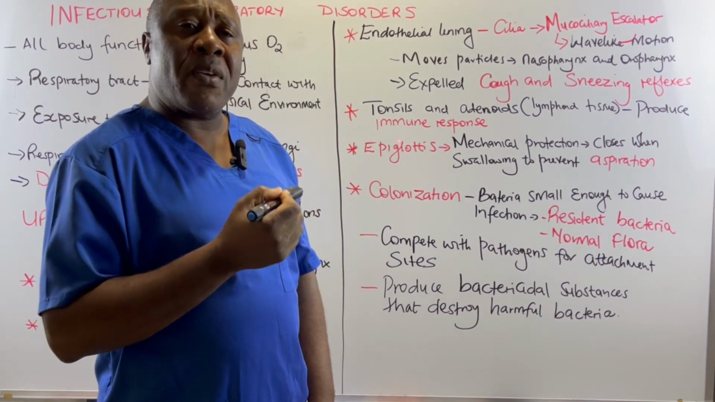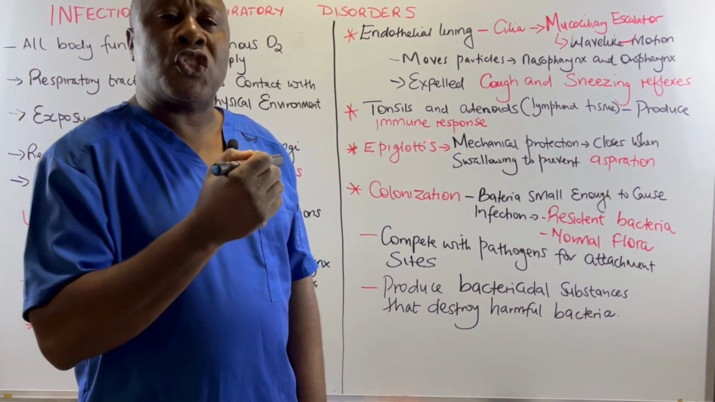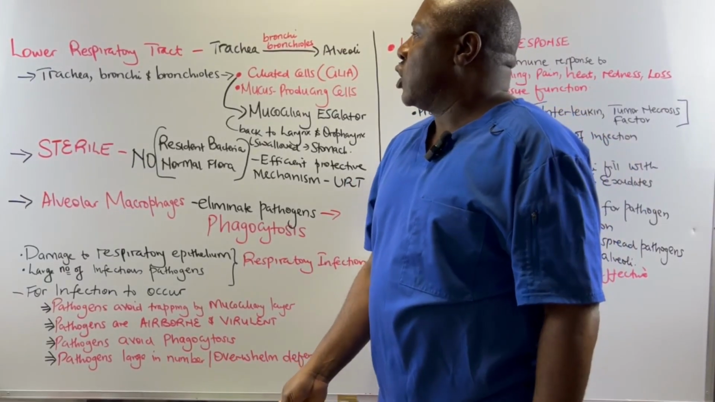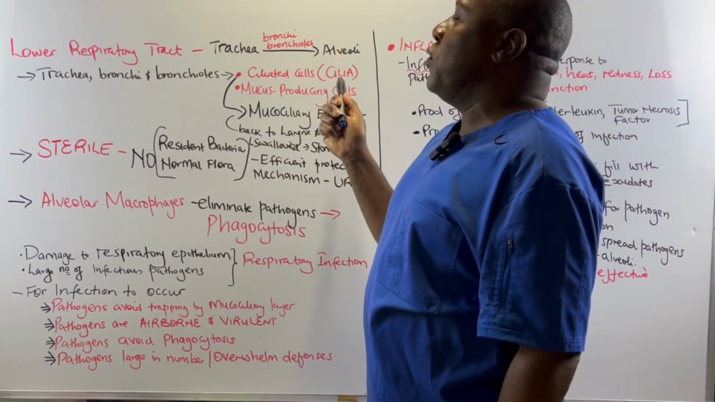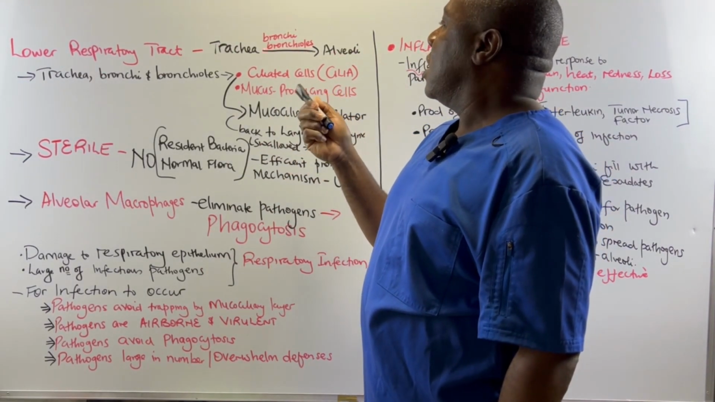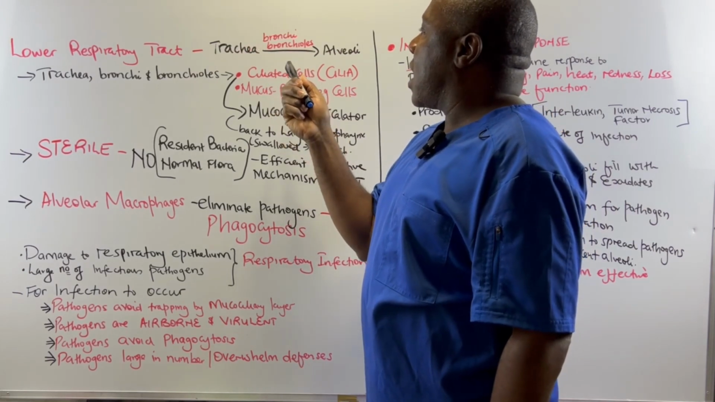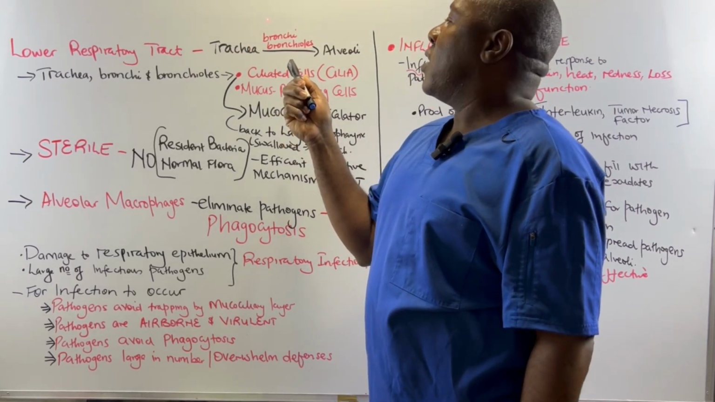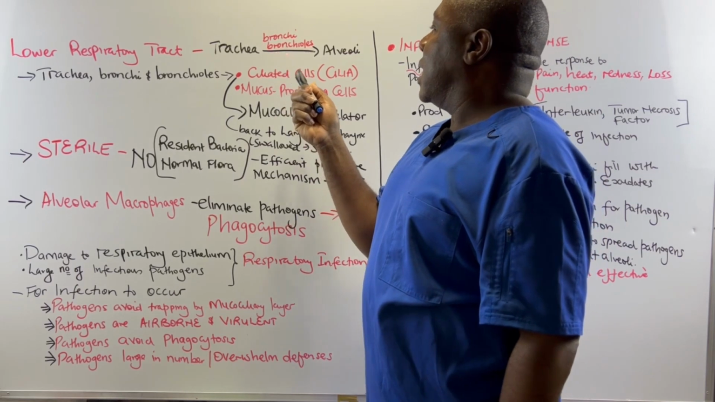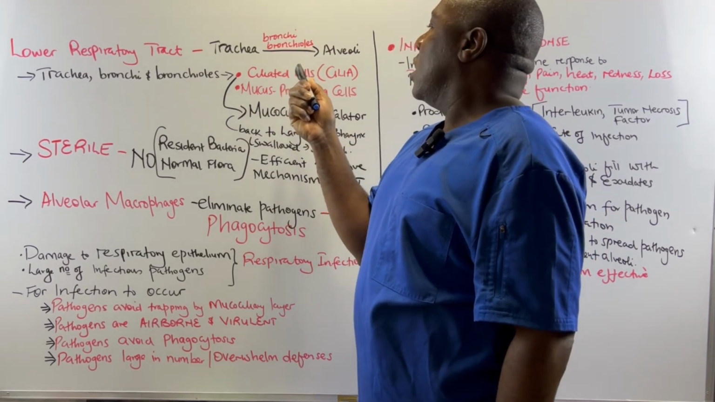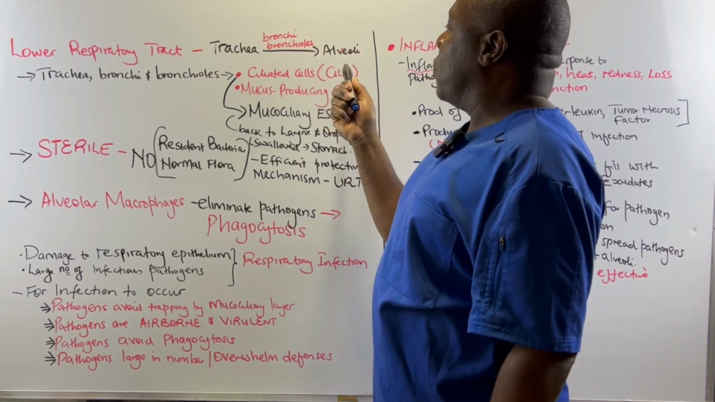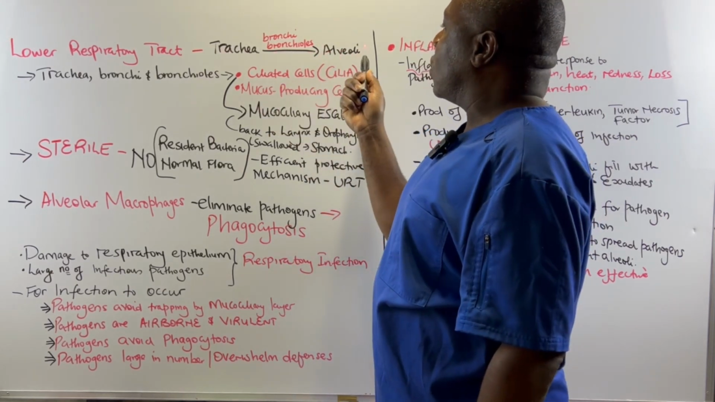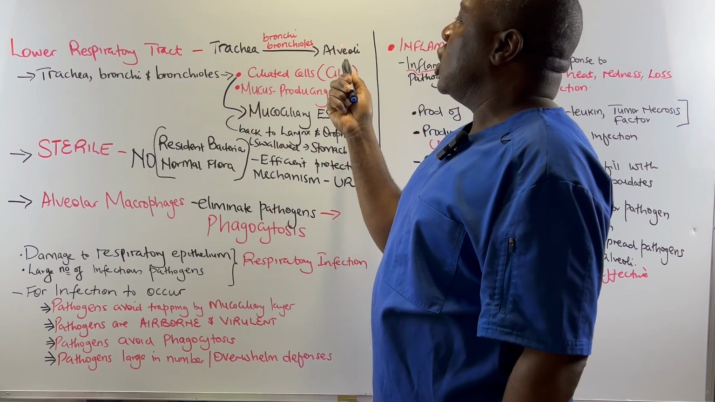Now let us look at the lower respiratory tract. The lower respiratory tract extends from the trachea to the alveoli, and it includes the trachea and the bronchi. Remember the left and right main bronchi. It involves the bronchioles. We have even the alveolar ducts and the alveoli. So this comprises the lower respiratory tract.